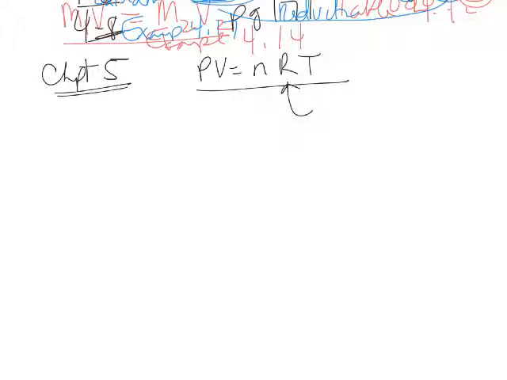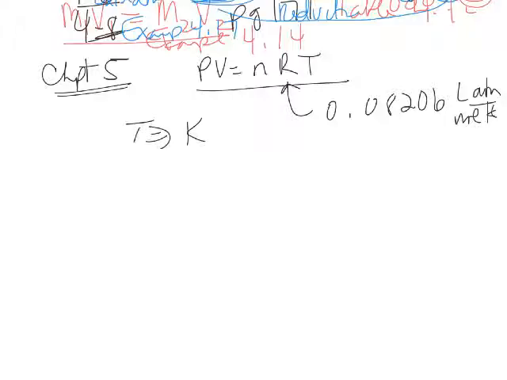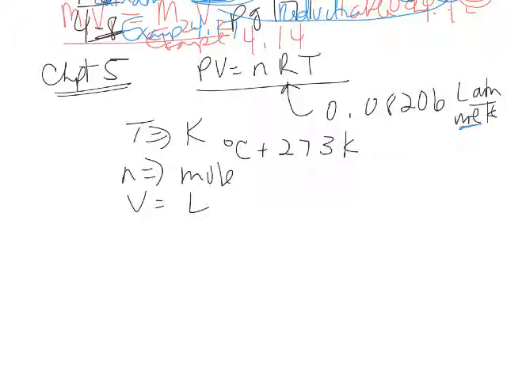You are given the gas constant, 0.08206 liters atmosphere per mole Kelvin. That tells you that you need temperature in Kelvin. So anytime you get degrees Celsius, you add 273 Kelvin. N would be moles, because you have moles here. Volume would be liters. Pressure needs to be in atmosphere.